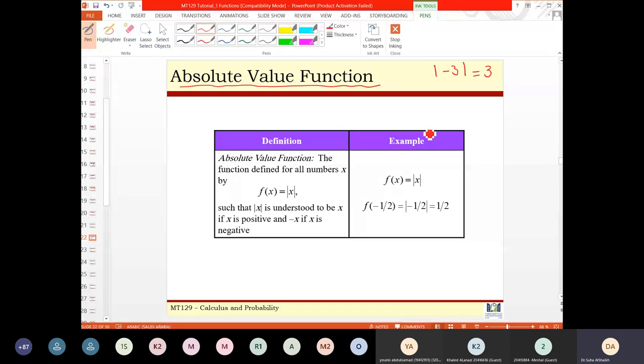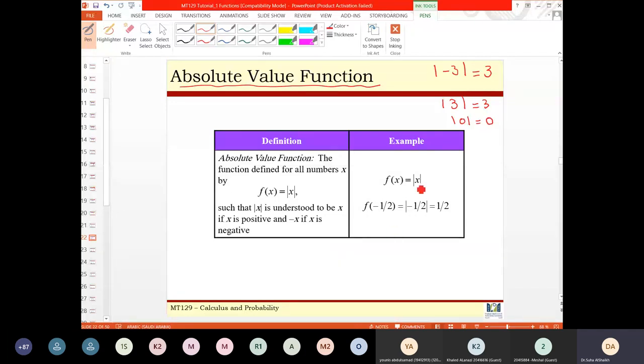The absolute value cares about the value of the number, not its sign, meaning whether it is to the right of the zero or to the left of the zero. We don't care. We care about how much it is. So the absolute value of minus 3 is 3. The absolute value of 3 is again 3. The absolute value of 0 is equal to 0, of course. So this is the absolute value.